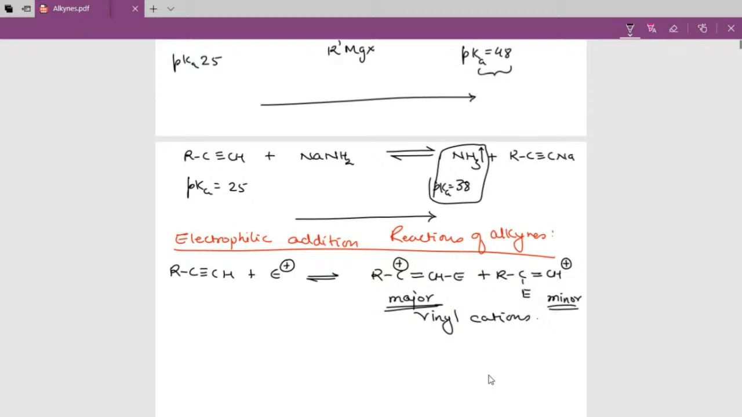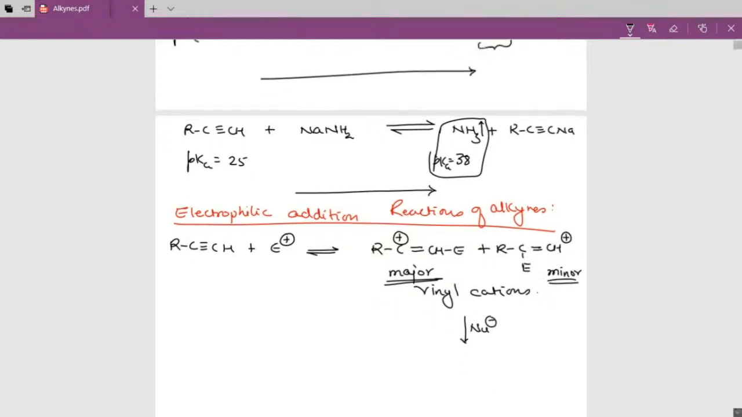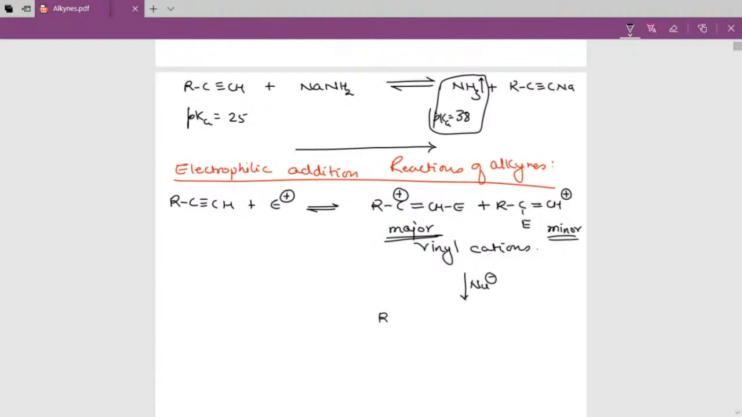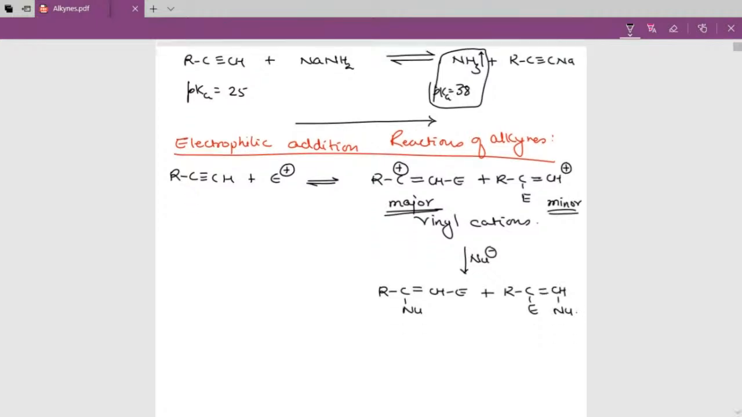But still, they are not that stable as compared to the cations formed in electrophilic additions of alkenes. What we had in case of alkenes was far more stable as compared to these. So this is formed as major, this is formed as minor.